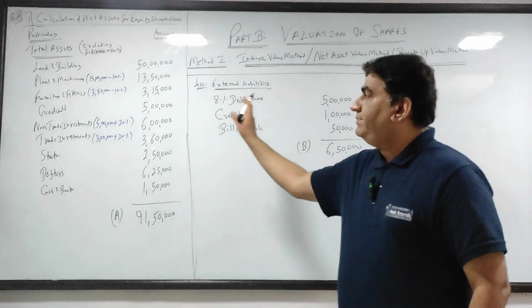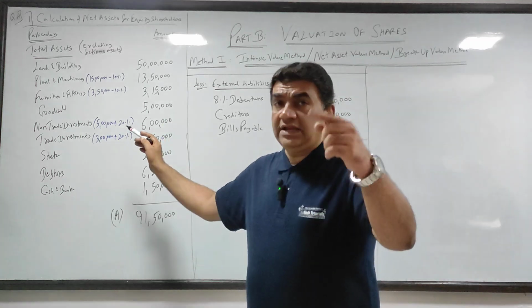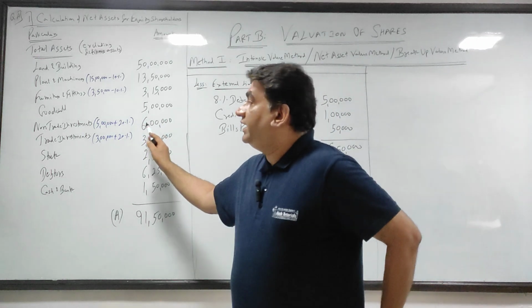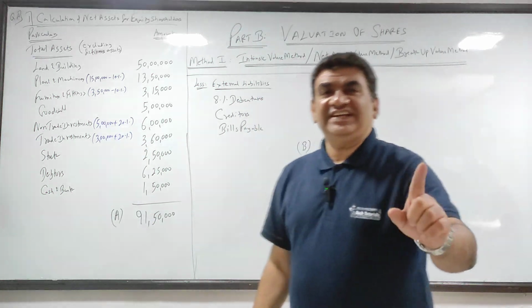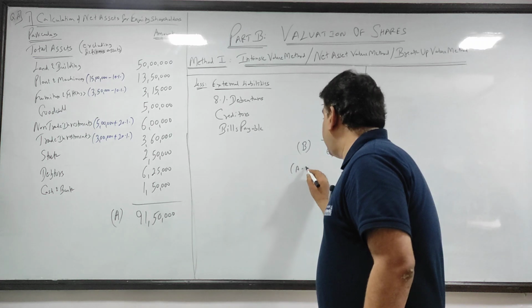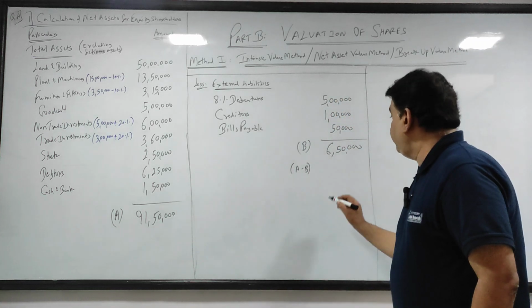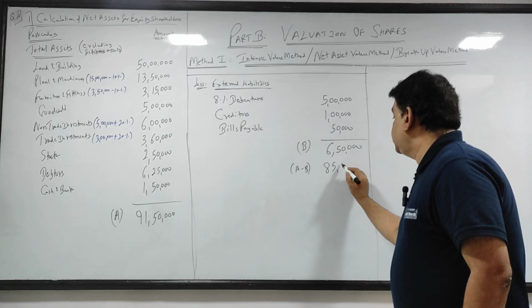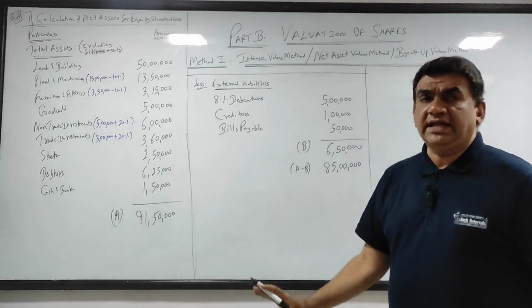Okay. Same thing we did for capital employed. Only thing is, while calculating goodwill, we ignored goodwill and non-trade. Here we took both of them. What we ignored was fictitious asset. Okay. Now A minus B, 91 minus 6, 85. This is 85 lakh.